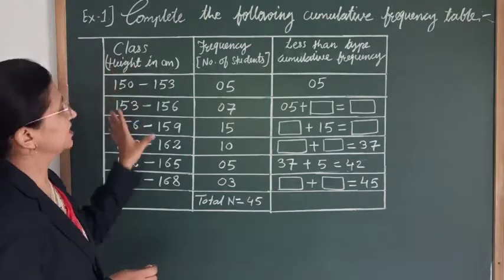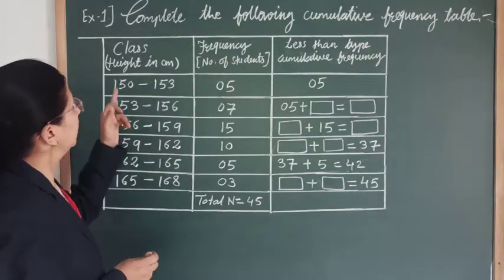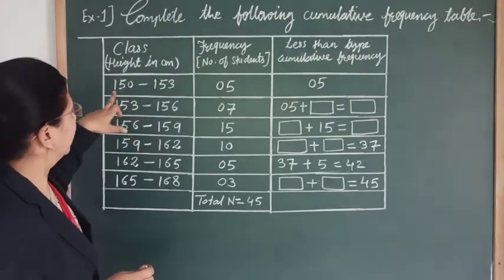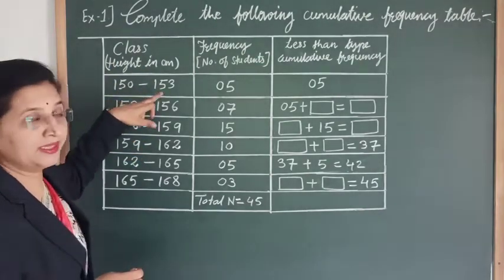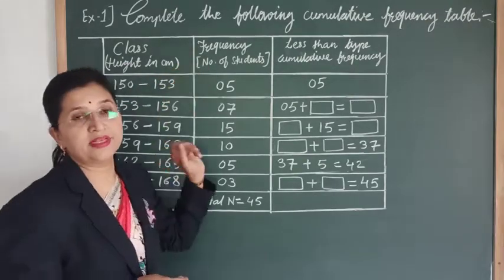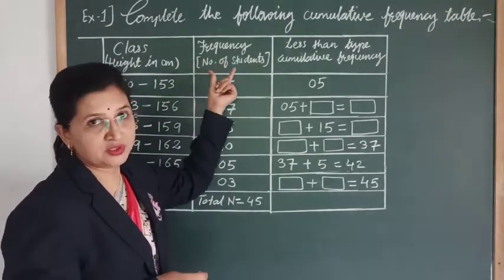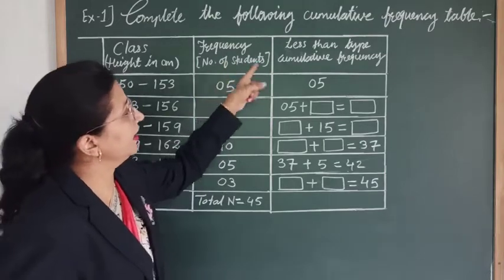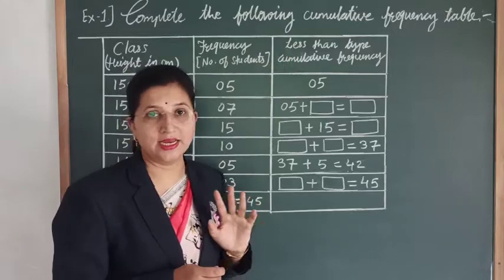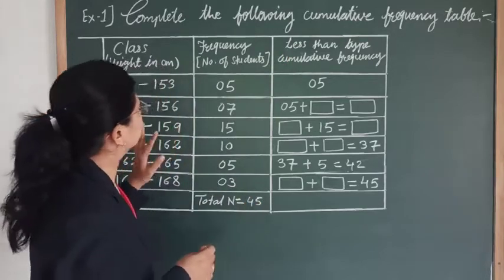So here in the first column we are given the class in which height in centimeters is mentioned, that is 150 to 153, 153 to 156 and so on. And here the frequency, that is the number of students. Here we are asked to write the less than type cumulative frequency. So let's fill this table.